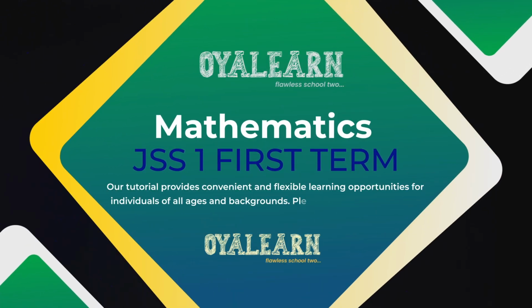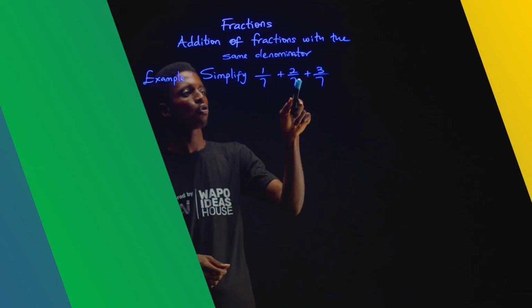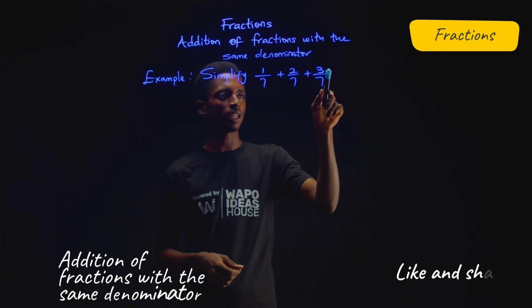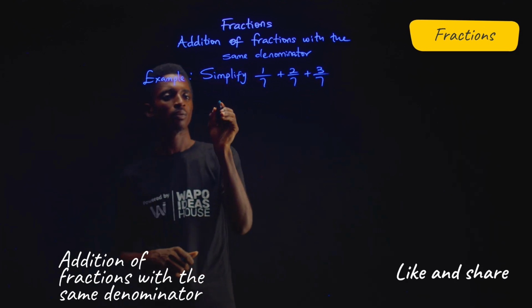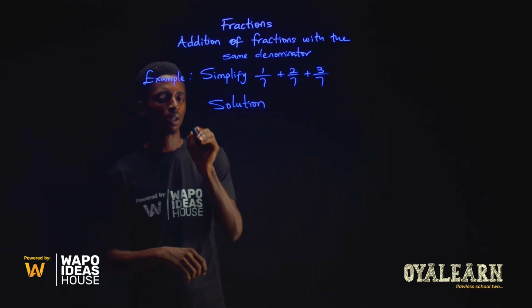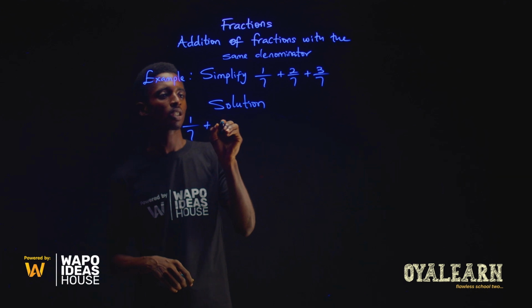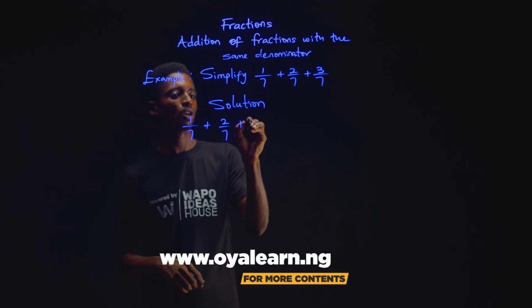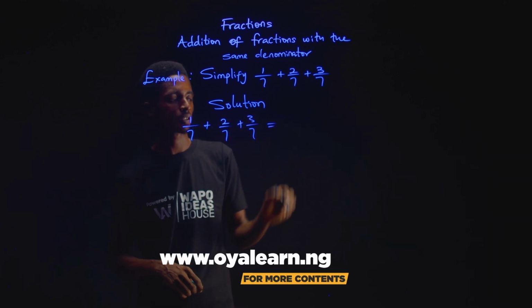Simplify 1 over 7 plus 2 over 7 plus 3 over 7. Solution. 1 over 7 plus 2 over 7 plus 3 over 7 equals.